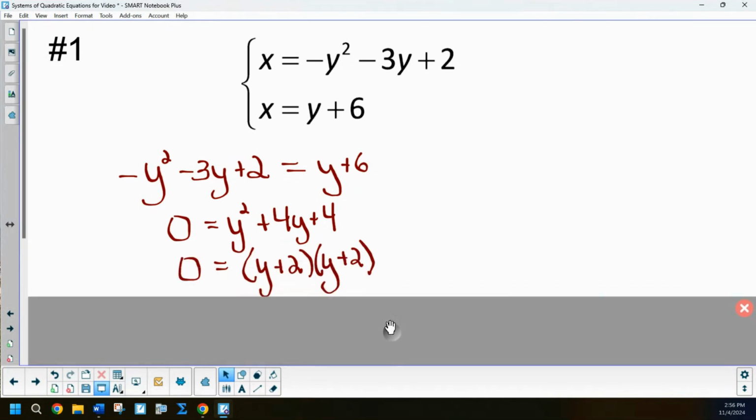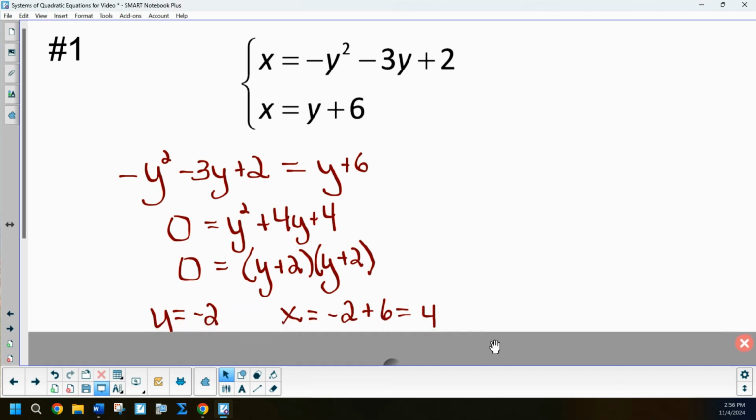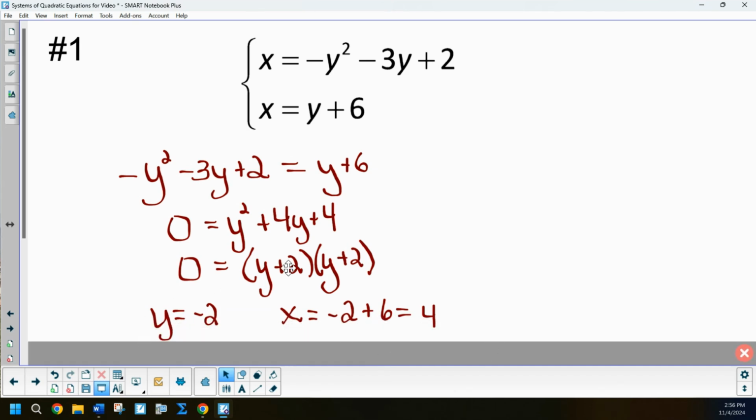And then once I get to there, I'm just factoring. So y squared plus 4y plus 4 turns into y plus 2 times y plus 2. Well, that actually creates the same value twice. So you get y equals negative 2. So you only have one place where this is going to cross, and that's at y equals negative 2.